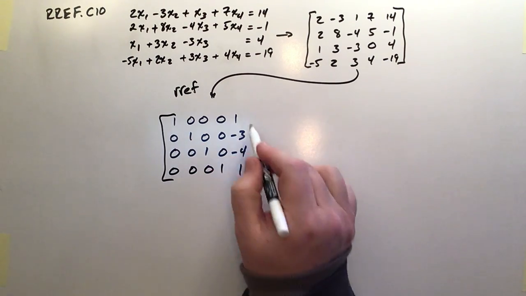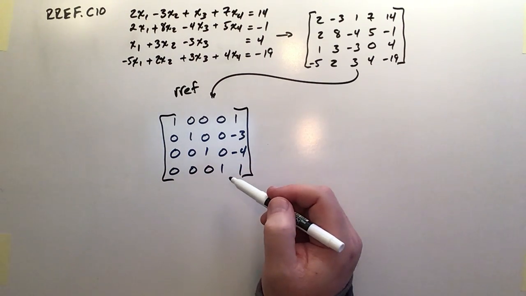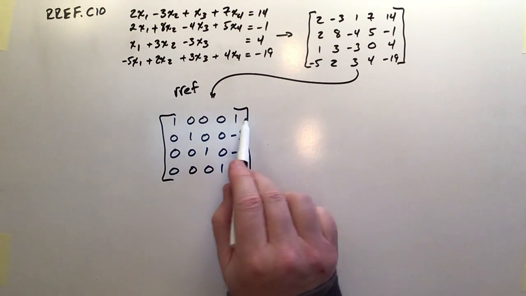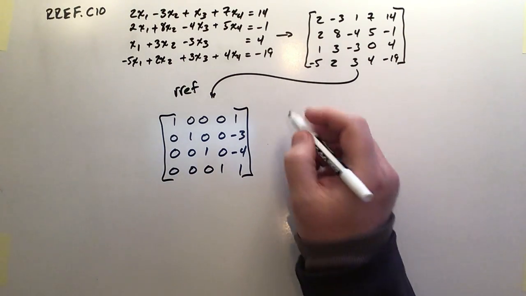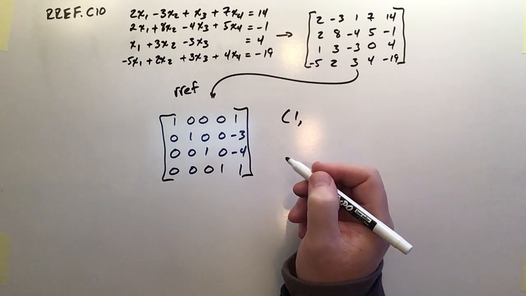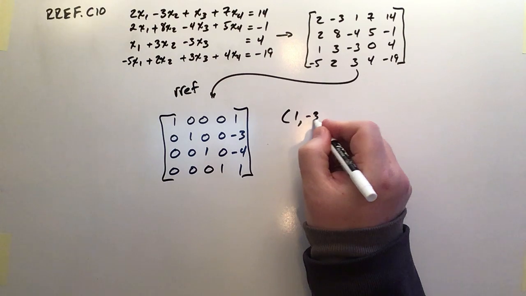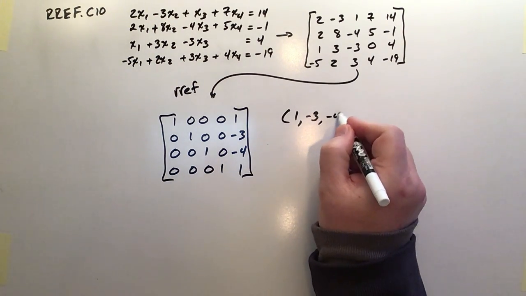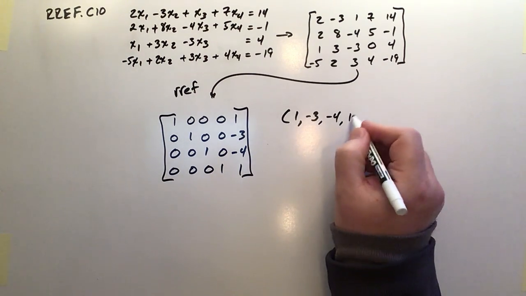So this particular matrix cleaned up really nicely, where we ended up with 4 pivot points, which means we can solve the system exactly and get one solution. In essence, the first equation becomes x1 equals 1. So that tells me that x1 is 1. The second line tells me that x2 is equal to -3. The third line tells me that x3 is equal to -4. And the fourth line tells me that x4 is equal to 1.